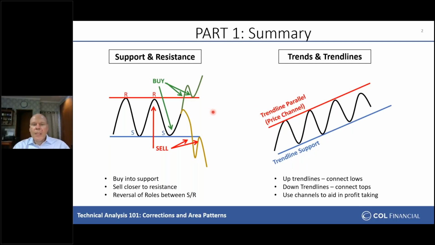Now, we also talked about how to draw trend lines into our charts. And trend lines are drawn by connecting either the lows of your graph or the highs of your graph, depending on the trend situation.